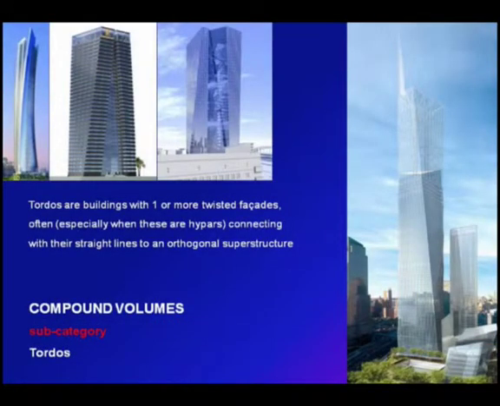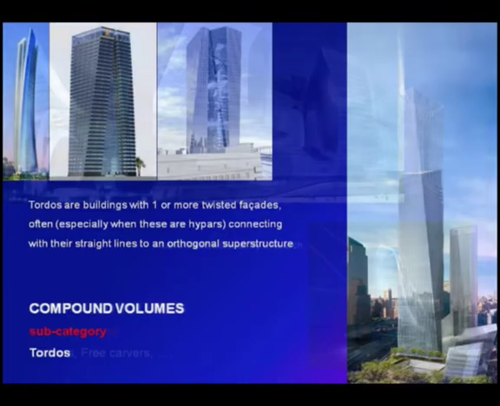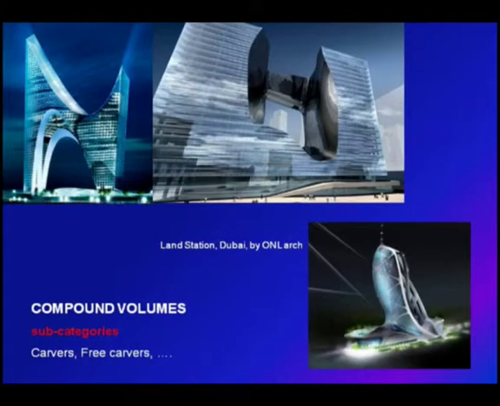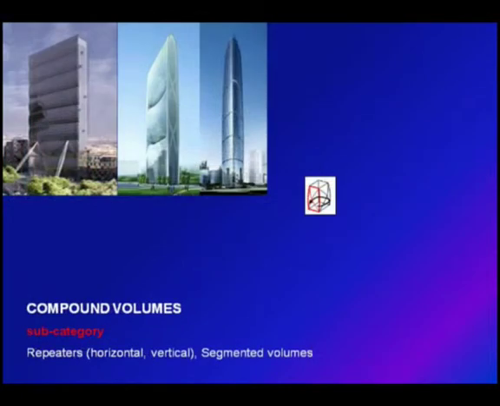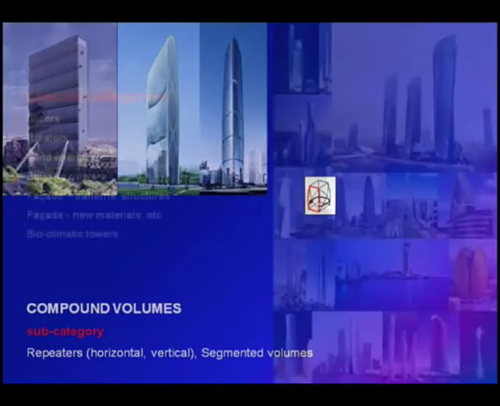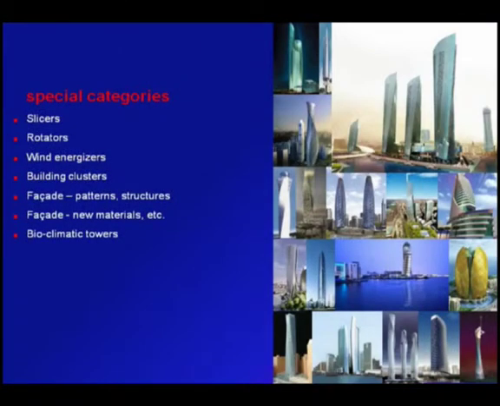This is the twisted surface connecting to an orthogonal superstructure, and more variations. Free shapers where parts are carved out of another volume. And then the one by the land station, it's a real free shape. A combination of many other things. Repetition of volumes, I call them repeaters. And then there are many other different categories that one can discern.